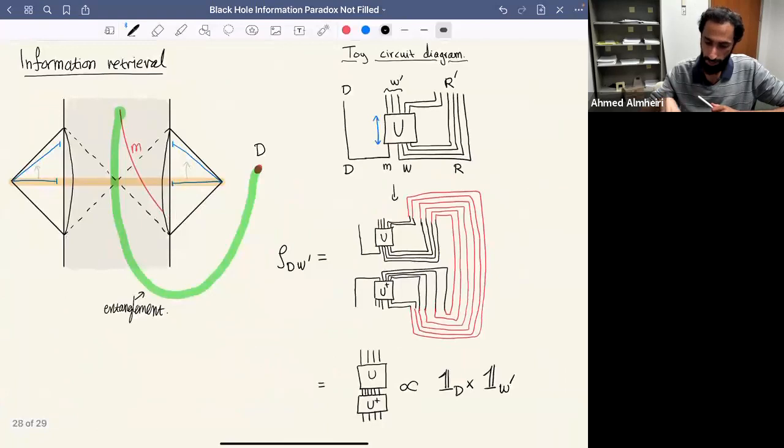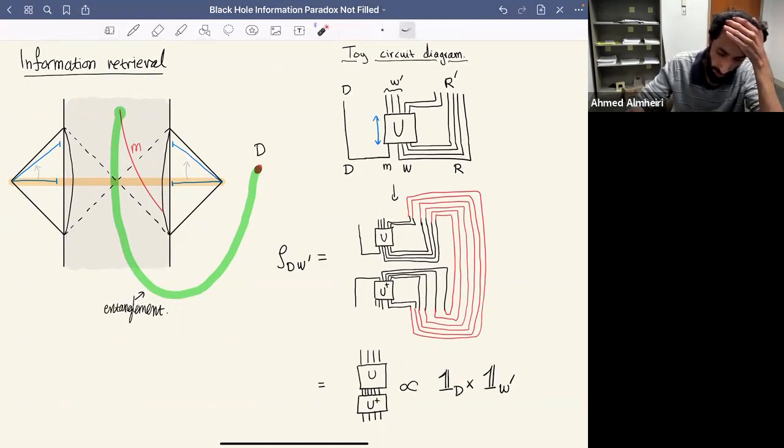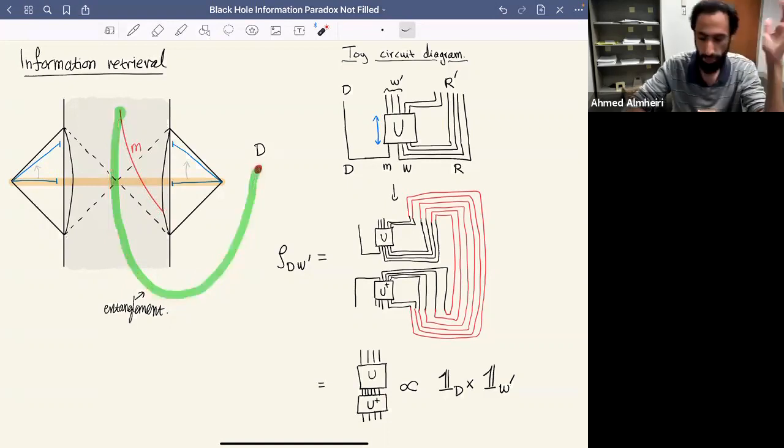Okay, I wanted to make a quick comment about information retrieval. This is going to be extremely quick and schematic. Let's imagine the following thought experiment, where at some point you throw in some particle M that's entangled, which is what the green highlighting indicates, with some external reference system D. On the left side, I'm describing a toy circuit diagram for the case of an evaporating black hole, but the same lessons apply.